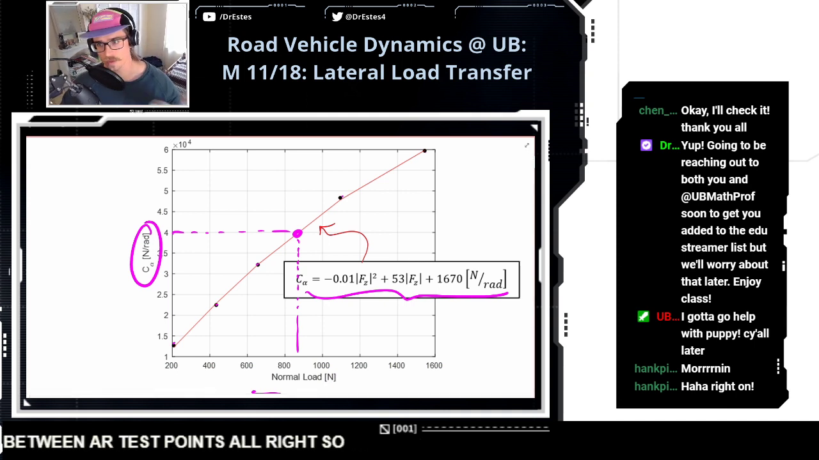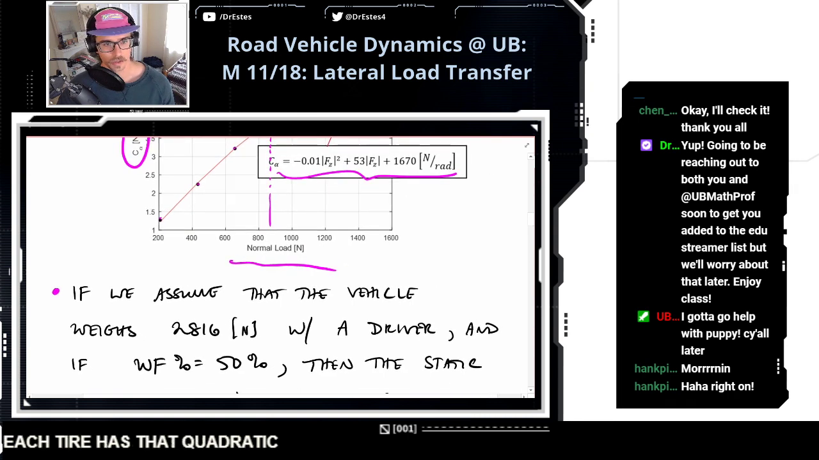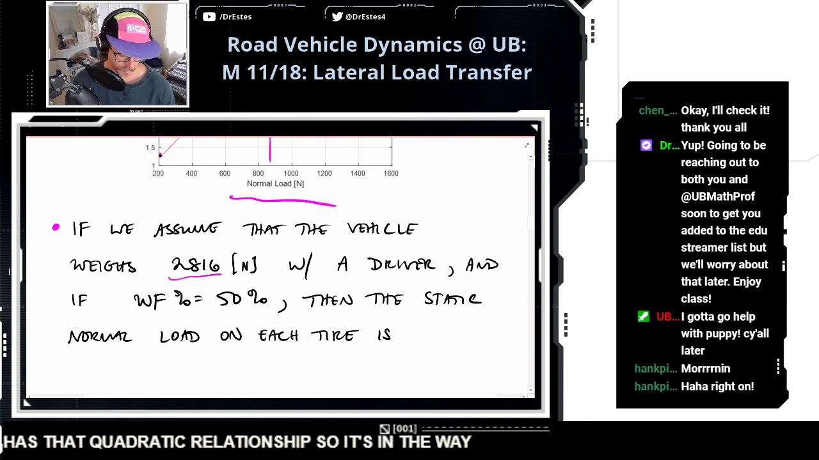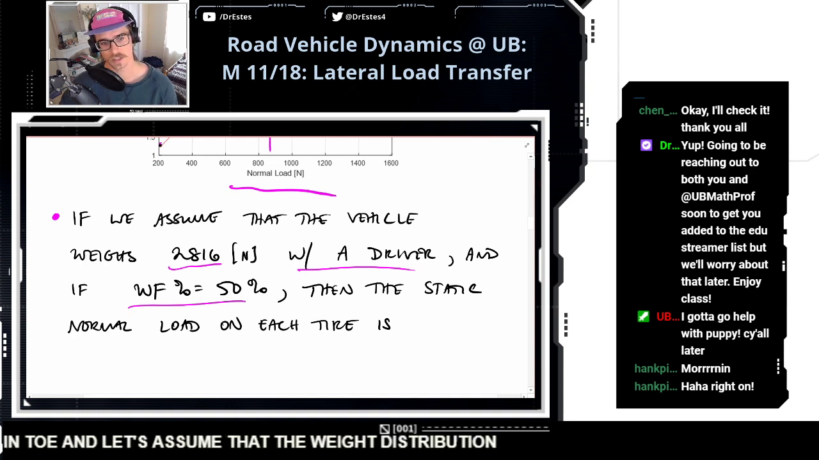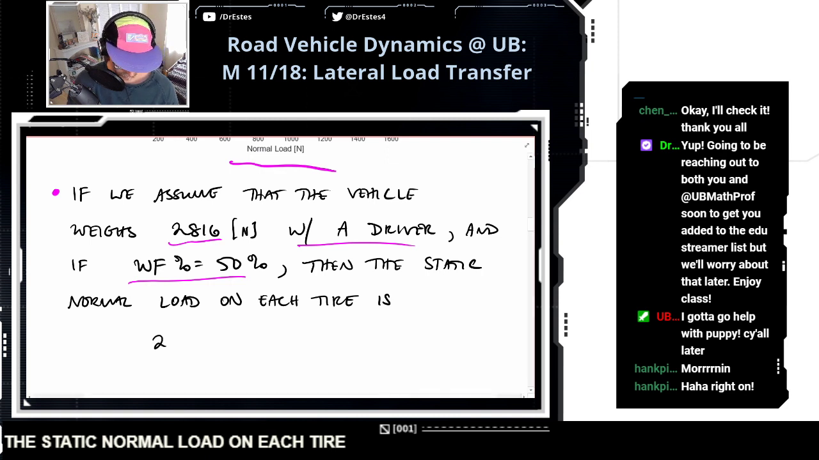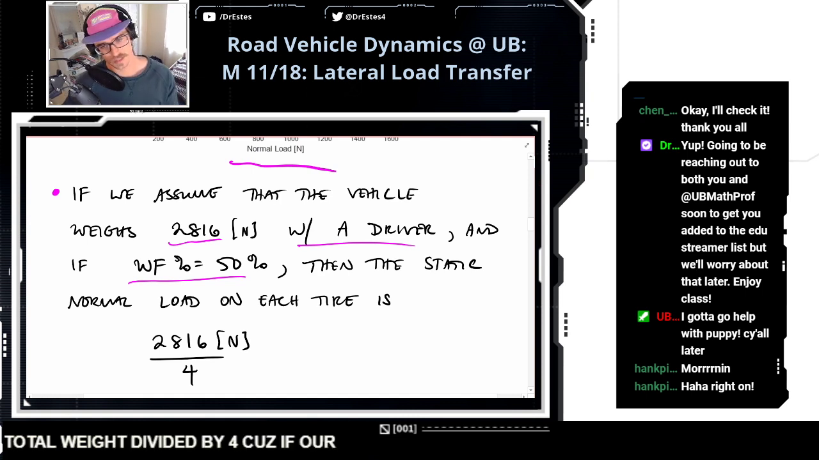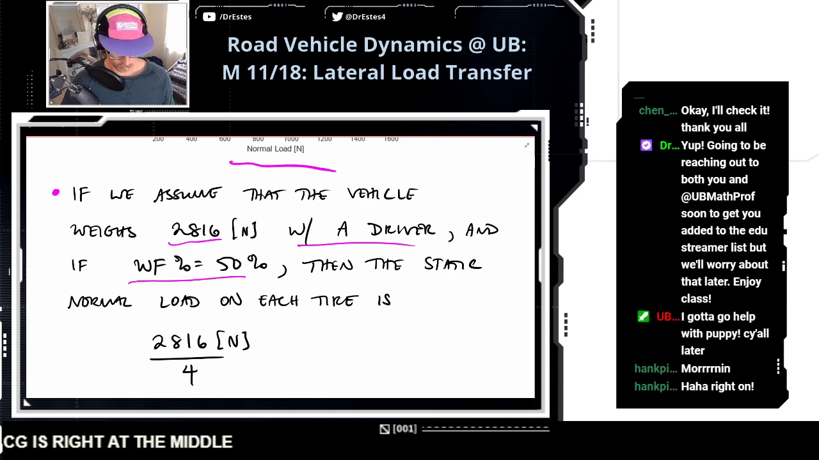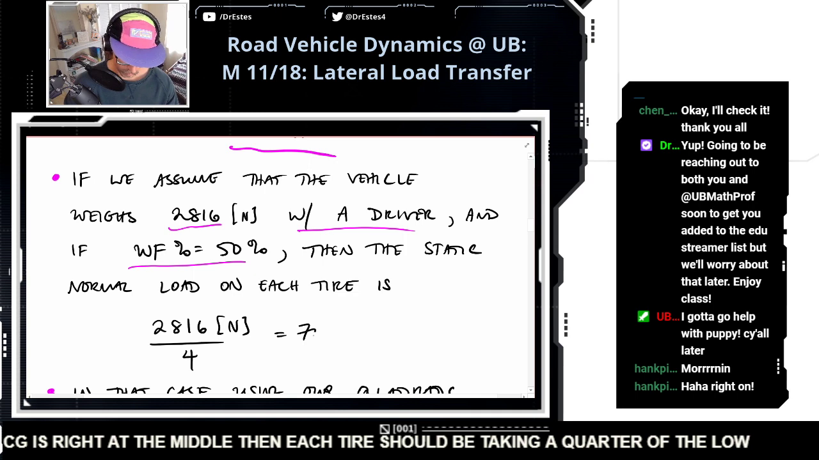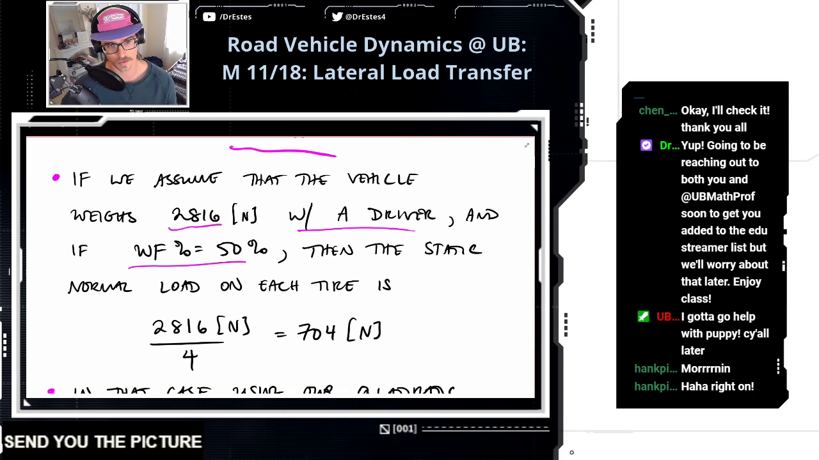All right, so this is what we're gonna use to model the tires as load is transferred. We're gonna assume that each tire has that quadratic relationship. So let's assume the Formula SAE vehicle weighs 2,816 newtons with a driver in tow. And let's assume that the weight distribution is 50%. So the CG's right in the middle. Then the static normal load on each tire would be the total weight divided by 4. Because if our CG is right at the middle, then each tire should be taking a quarter of the load. And so we have 704 newtons. If you move the CG closer to the front, then the front tires take more, so on and so forth.